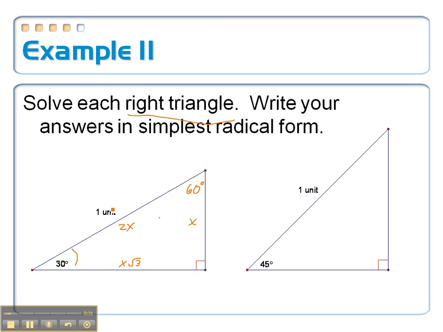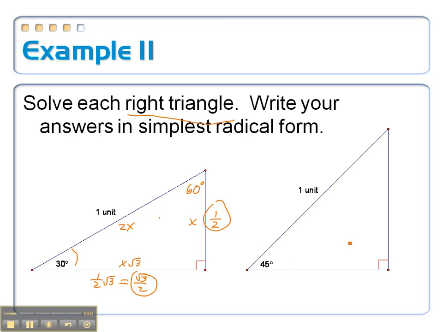If the hypotenuse is 1, then the short leg has to be 1/2 or 0.5. And the base down here has to be 1/2 times the square root of 3. Usually though we write this as square root of 3 over 2. It just looks like one complete fraction.